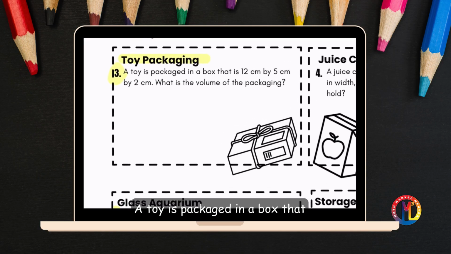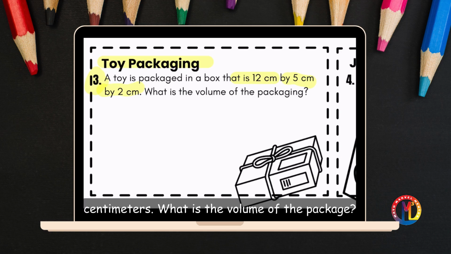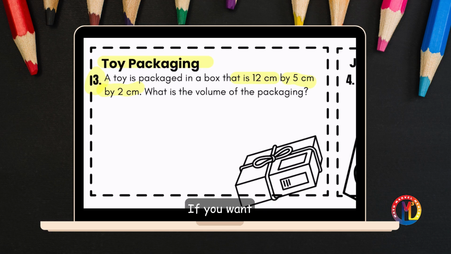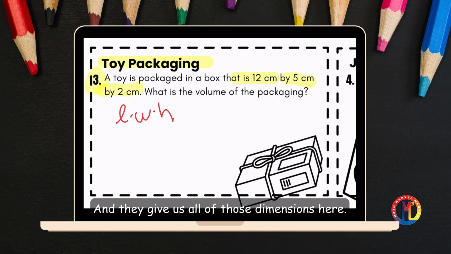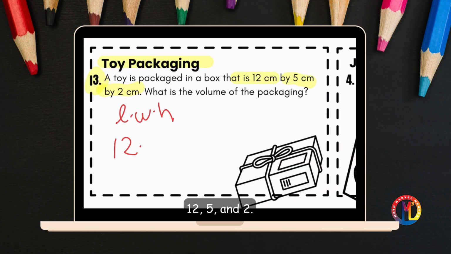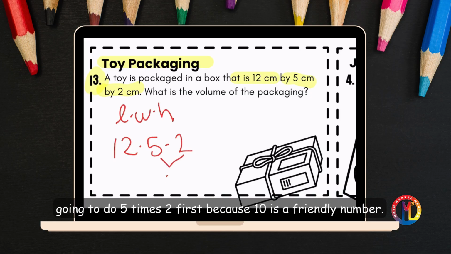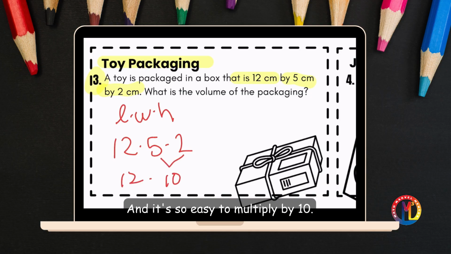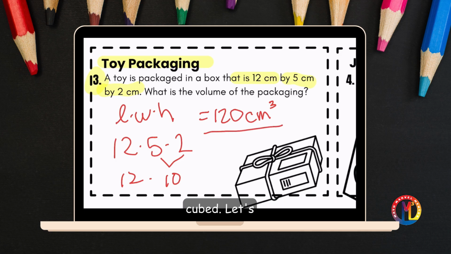So toy packaging: a toy is packaged in a box that is 12 centimeters by 5 centimeters by 2 centimeters. What is the volume of the package? If you want to draw a box, you can, but we know with rectangular prisms that we're going to do length times width times height, and they give us all of those dimensions here, 12, 5, and 2. And again, you can multiply in whatever order you want. So I'm going to do 5 times 2 first because 10 is a friendly number and it's so easy to multiply by 10. 12 times 10 gives me 120. And then we're talking about centimeters cubed. So our answer would be 120 centimeters cubed.